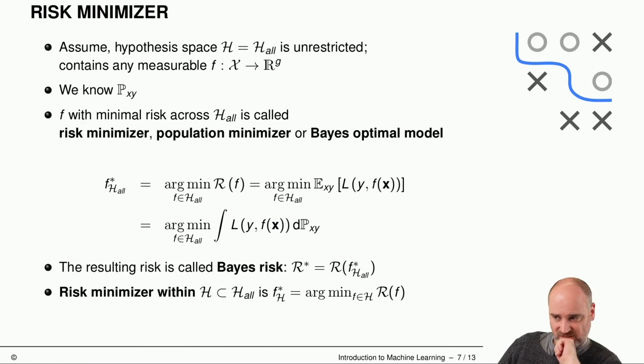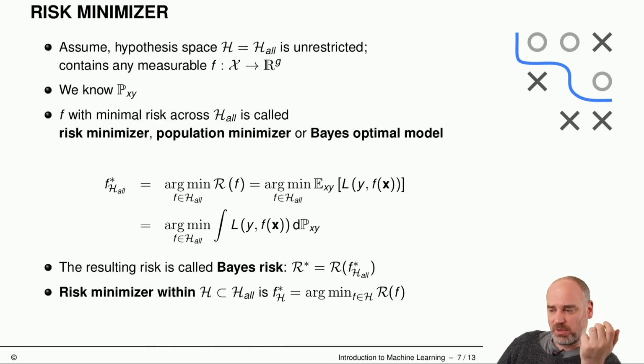Yeah, let's make the scenario a little bit more interesting. Let's talk about optimal predictions. So I want to now define what is usually called the risk minimizer. Some people also call this the population minimizer. Some people call this the Bayes optimal model.